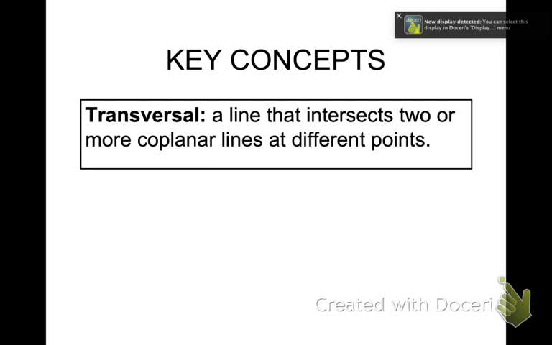A transversal is a line that intersects two or more coplanar lines at different points.